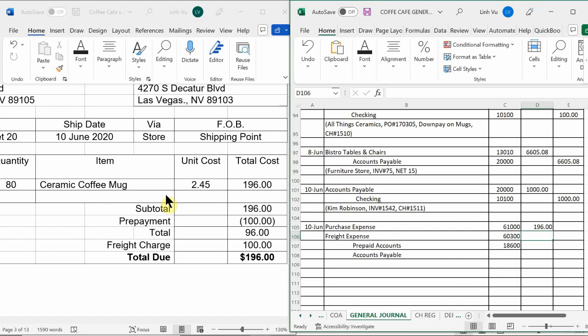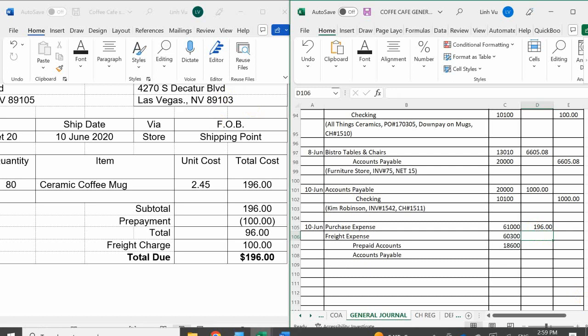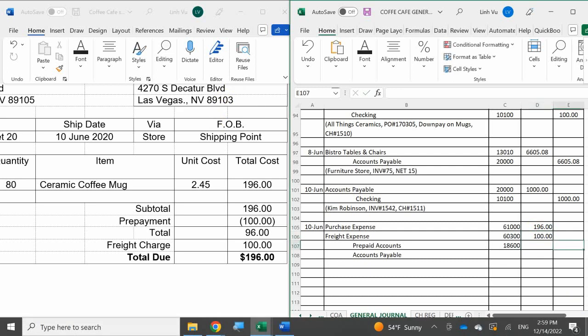How much did my shipping cost me? Your freight expense is $100. It was $100. How much was my prepayment? $100. $100. So therefore, how much do I owe at the end of the day? Accounts payable 196. 196, right?